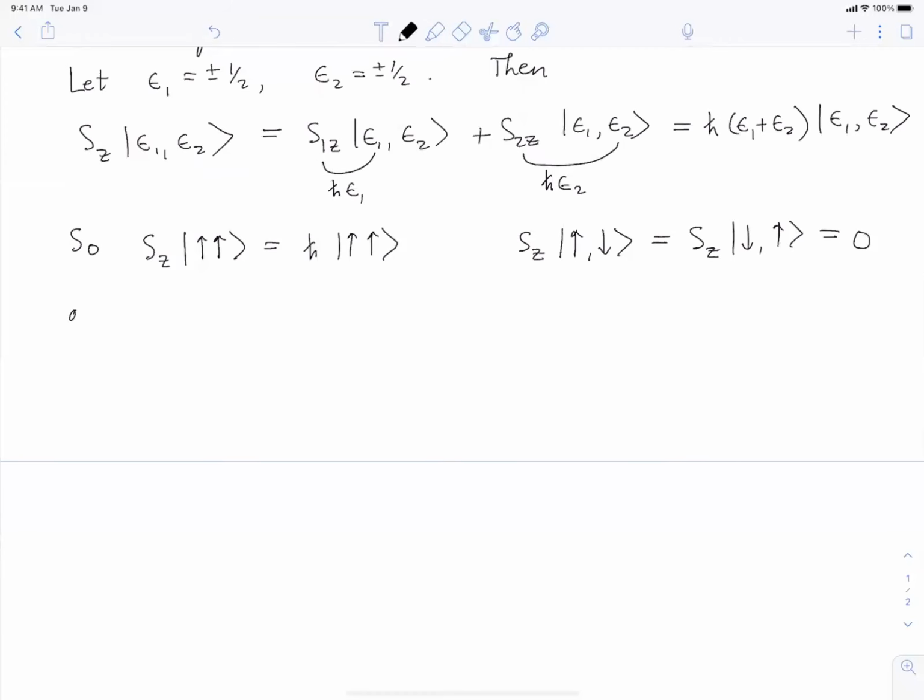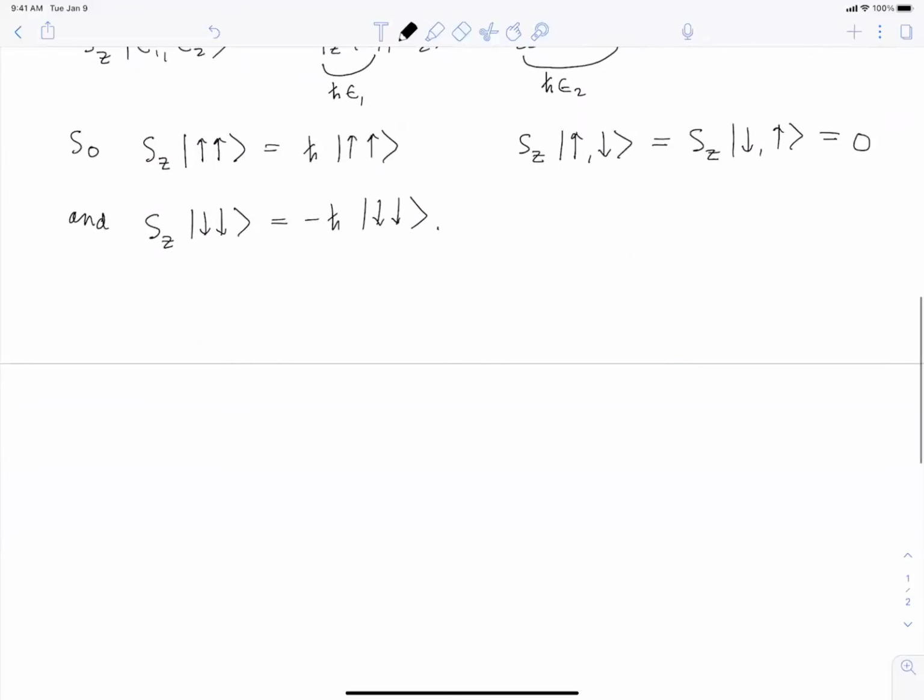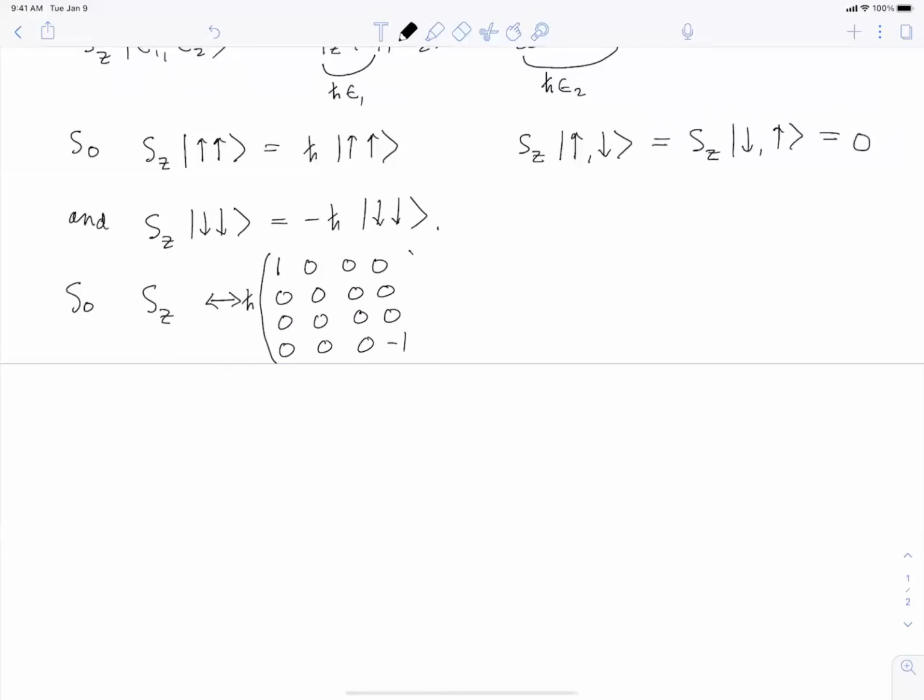Okay, and S sub z acting on down arrow, down arrow is going to be minus h bar times down arrow, down arrow. And so all of this tells us is that we have the representation of the operator S sub z in this basis of 4 states. It's a 4 by 4 matrix. I can pull out an h bar, and then it's just 1, 0, 0, 0, 0, 0, 0, 0, 0, 0, 0, 0, 0, 0, 0, minus 1. Okay, on the product basis.